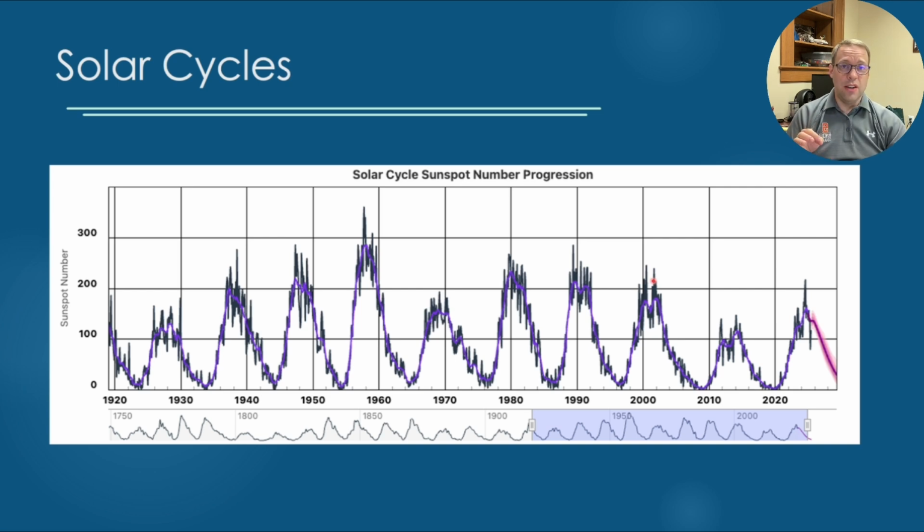I'm recording this video in 2025. We are just coming out of a maximum period. These last couple of years have been really exciting. We've been able to see auroras here in Ephraim because of that. But yeah, if you're watching this video after 2025, then you're going to be seeing the solar activity decreasing. We'll have fewer sunspots and fewer aurora events in general.